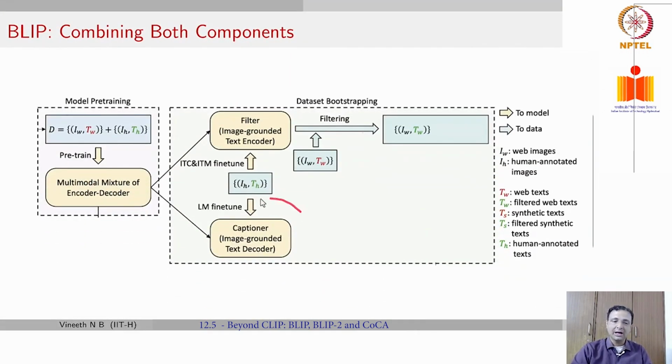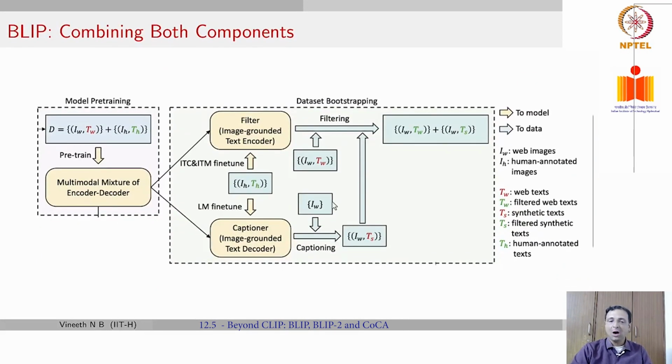They also train a captioning module using the same human annotated data, which is once again an image grounded text decoder. And based on this captioning module, they now take their web scraped images and generate a bunch of synthetic captions. So you now have IW and TS, web scraped images and synthetic data that's generated. This is now used to refine the filter again, to get also IW, TS, that is web scraped images with synthetic data, which is also the output now of the filtering module.